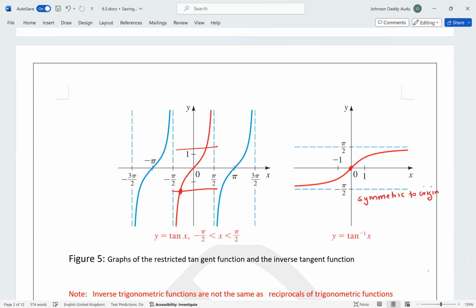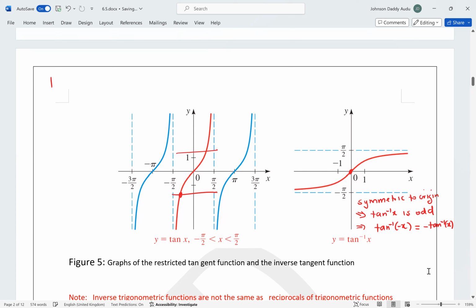And what does that mean? Which means that tan inverse is an odd function. And what does that mean? That means that if you have tan inverse of minus x, it is the same thing as minus tan inverse of x.